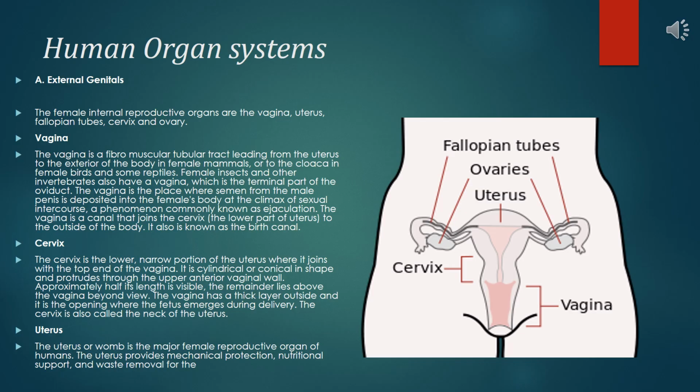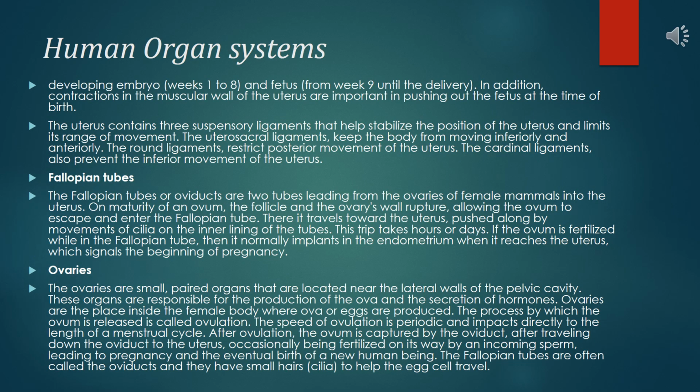Uterus. The uterus, or womb, is the major female reproductive organ of humans. The uterus provides mechanical protection, nutritional support, and waste removal for the developing embryo, weeks 1 to 8, and fetus from week 9 until the delivery. In addition, contractions in the muscular wall of the uterus are important in pushing out the fetus at the time of birth.